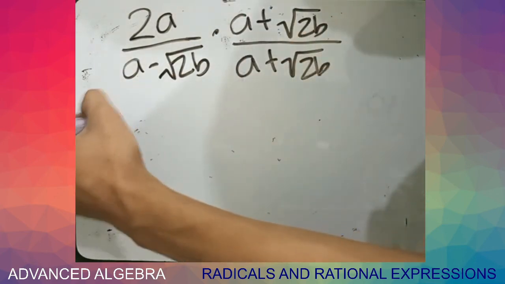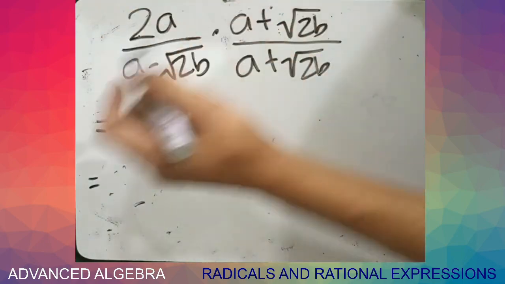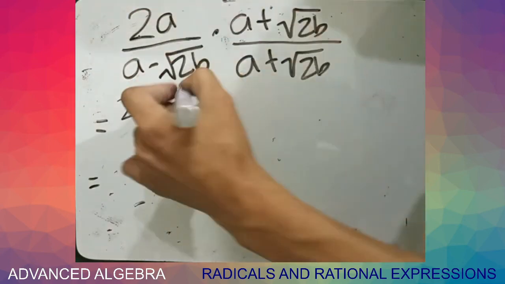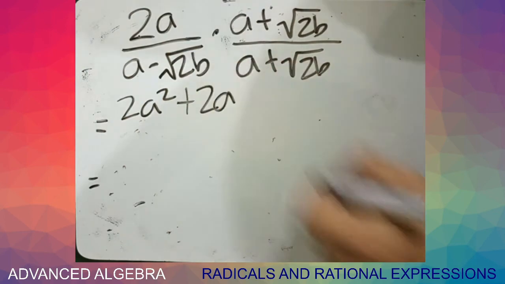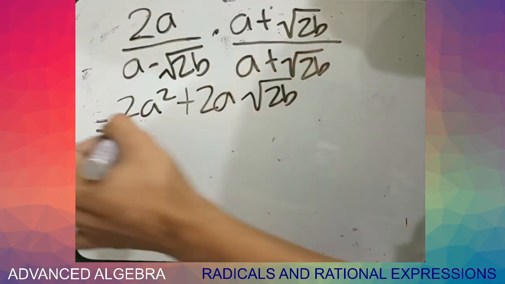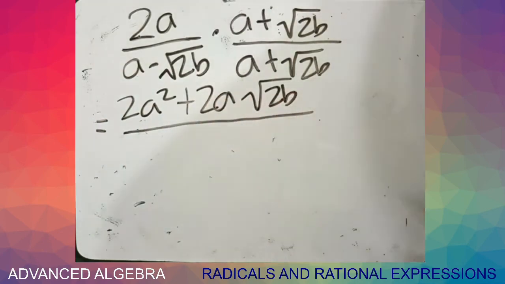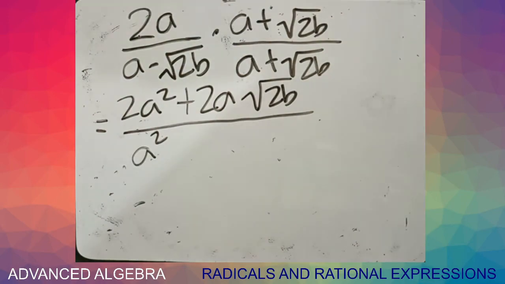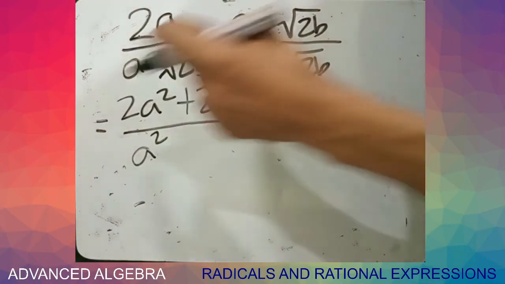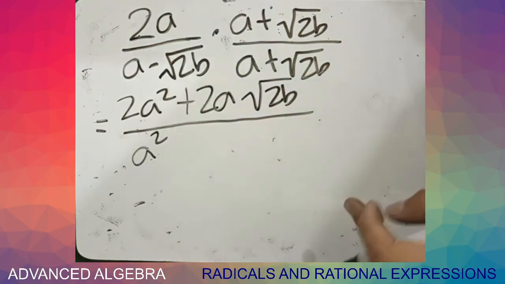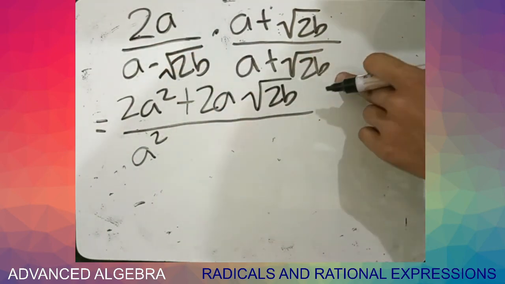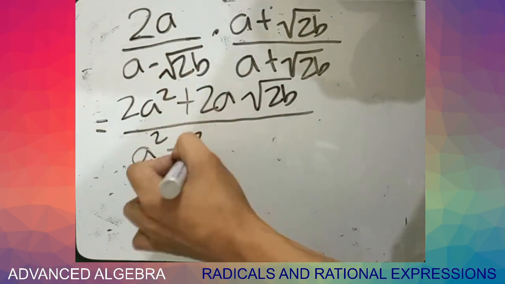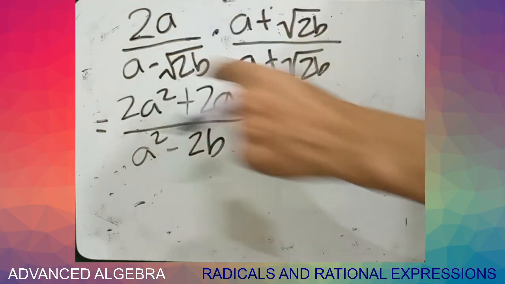So, equals, distribute natin, 2a times a is 2a squared. Next, 2a times the square root of 2b ay plus 2a the square root of 2b over, okay, so a times a squared. Tama ba? Okay, next. The square root of 2b times the square root of 2b, ang sagot ay 2b. So, negative, positive, negative. Negative times positive is negative.